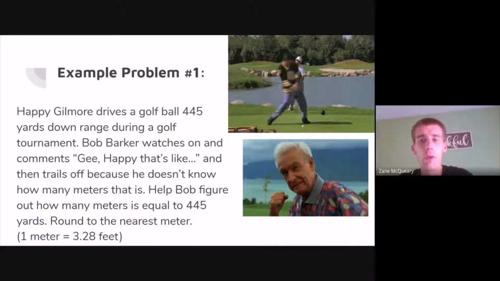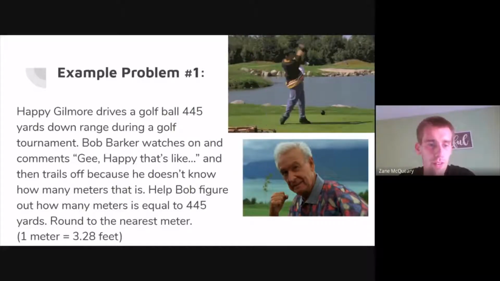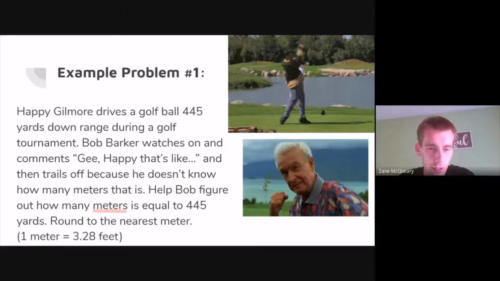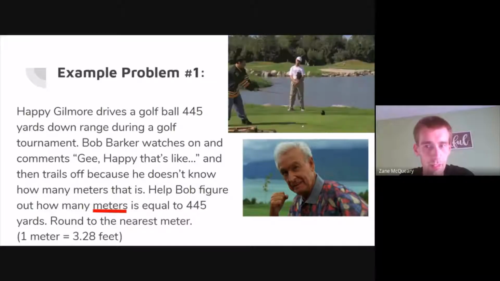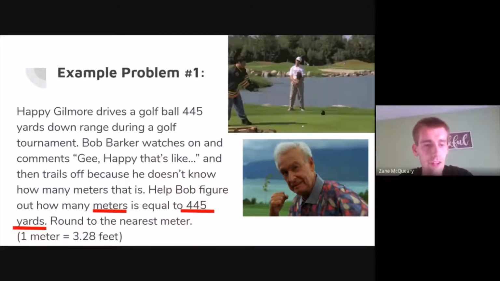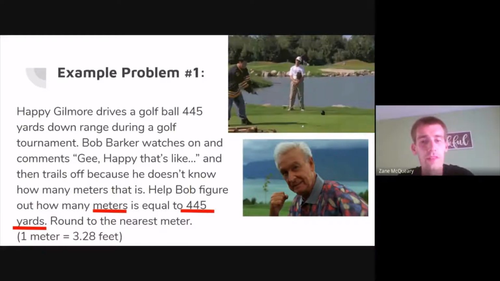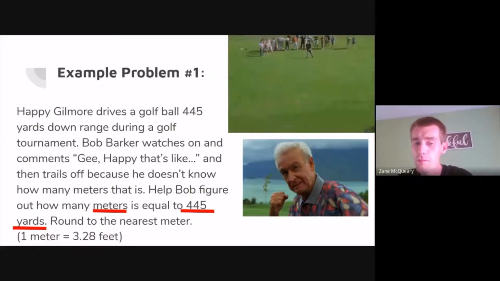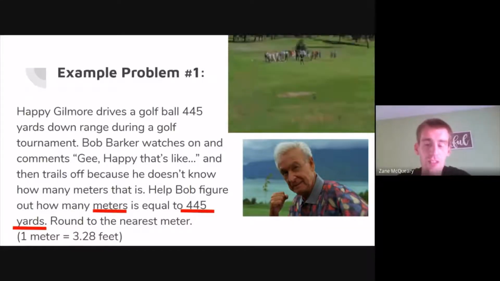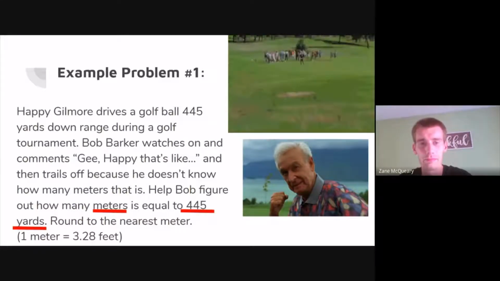So let's pick out the important parts of this. Number one, 445 yards seems to be important. Number two, it appears that meters is also important because we were asked to find that eventually down the road. And there's also a nice conversion factor we're given. Look, 1 meter is equal to 3.28 feet. That's probably going to be useful. And we also have one small detail: we want to round to the nearest meter. So when we do get our final answer, let's keep that in mind.